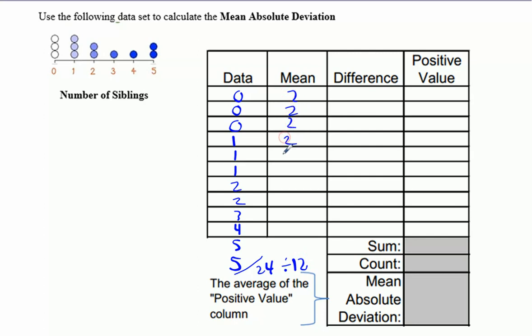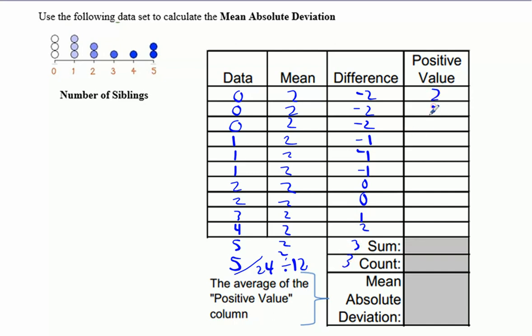These are hard to write in here. 2, 2, 2, 2, 2, 2. Now I have to do the differences. Negative 2, negative 2, negative 2, negative 1, negative 1. Luckily, once you do a few, they get really easy. This is positive 1, positive 2, positive 3, positive 3.